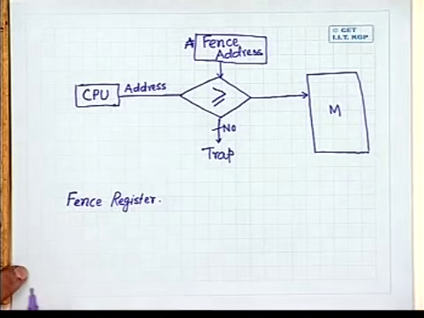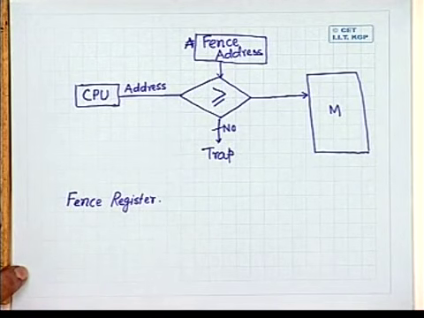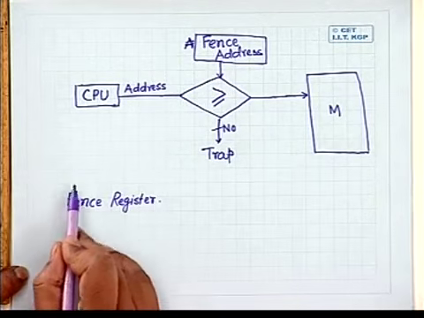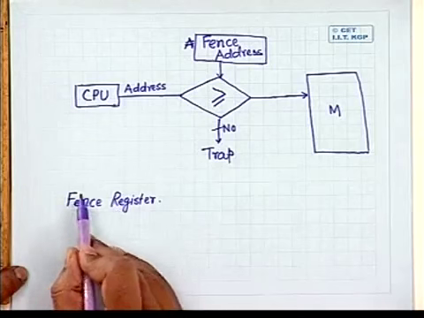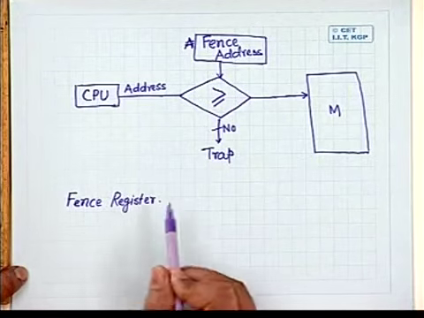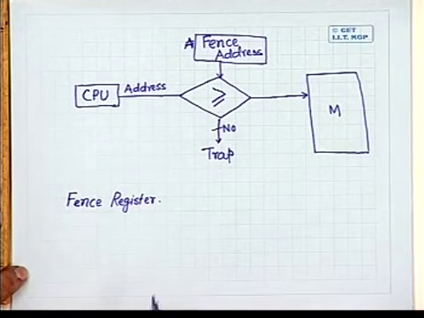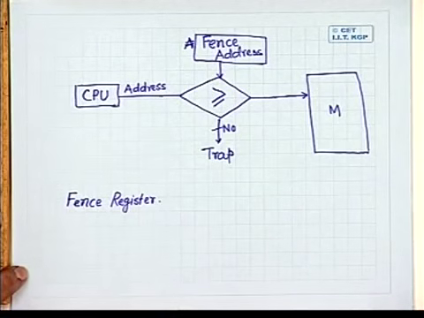Now this reloading of the fence register cannot be given to any user. So there must be some privileged instruction which can be executed only by the system administrator to reload the fence register. By having this fence register and the hardware comparator, we can make this comparison process fast. At the same time, it is flexible, in that whenever I want to upgrade the operating system, I can accordingly set the value of the fence register.